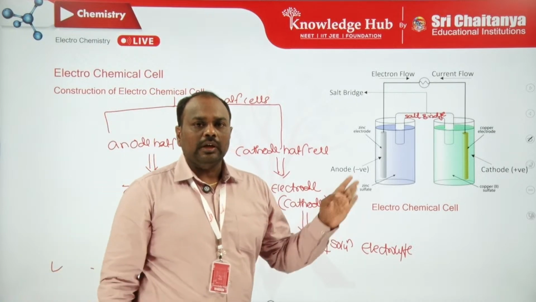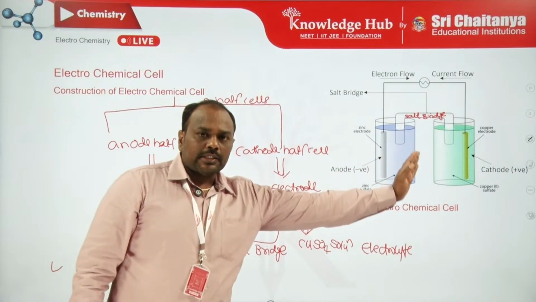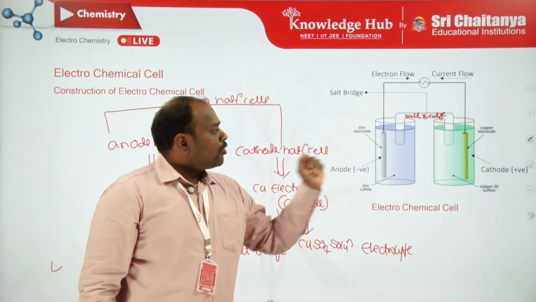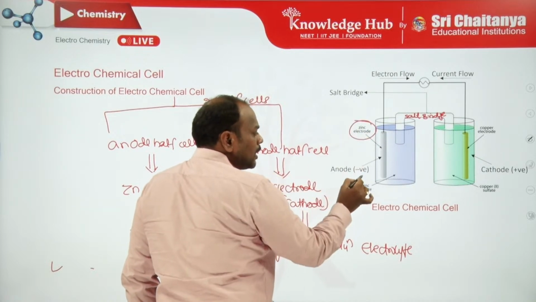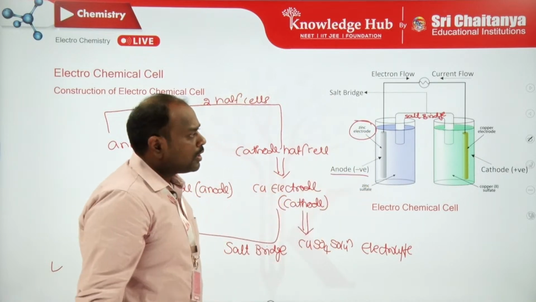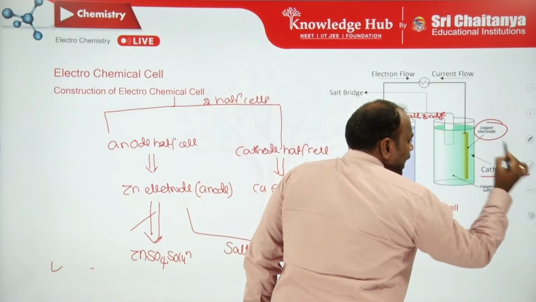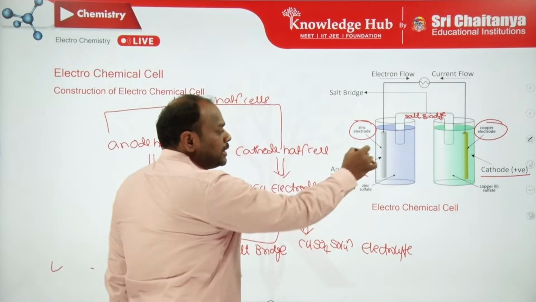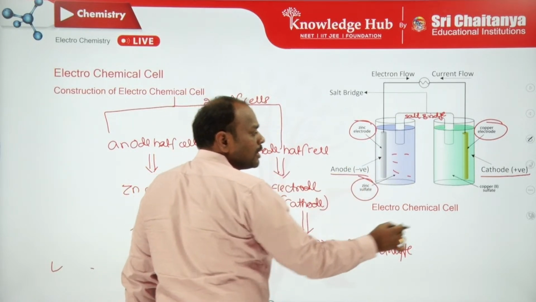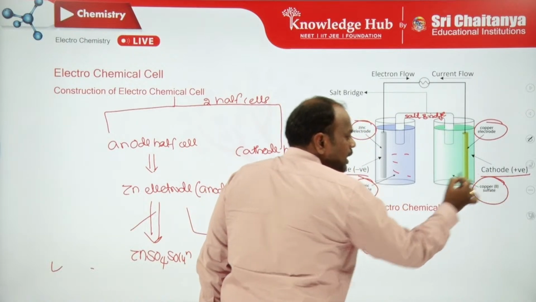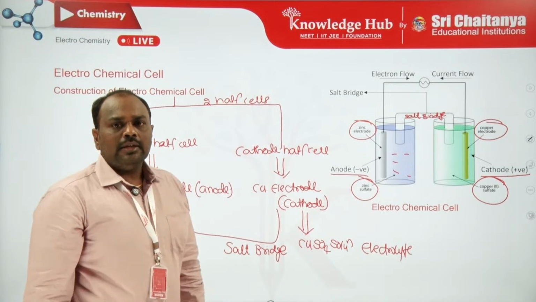So what is the construction? It consists of two half cells. First one is the anode half cell, right side is the cathode half cell. In the anode half cell we use the zinc electrode. This zinc electrode is acting as which one? Anode. Right side cell consists of copper electrode, which is acting as cathode. Here we use the zinc sulfate solution, which is acting as electrolyte. On the right side we are also using an electrolyte, that is copper sulfate. Okay, this is the construction of the cell.